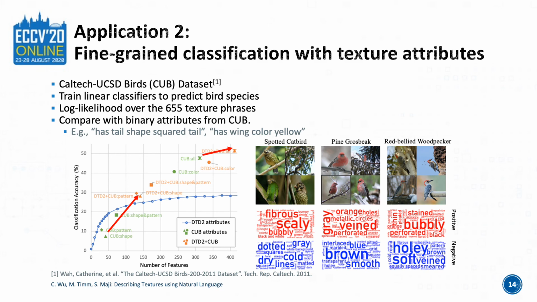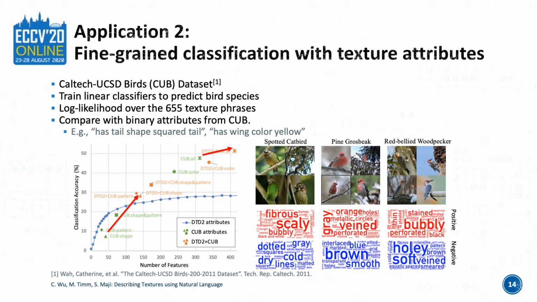The green marks are different subsets of CUB attributes, and the orange marks are CUB attributes combined with our 100 most frequent phrases. The red arrows show the accuracy improvement after adding our attribute phrases to CUB attributes. Note that the CUB attributes are expert designed and localized, such as is the tail squared and is the wing yellow. Our texture phrases can still capture useful information not included in the expert designed CUB attribute dataset.